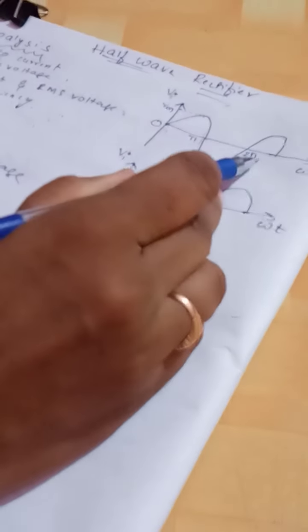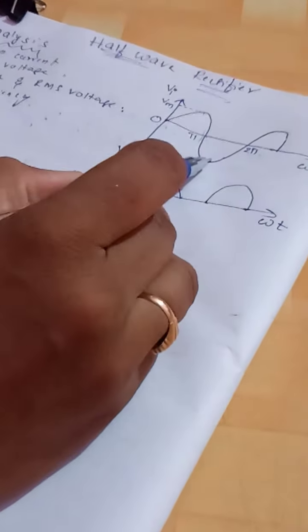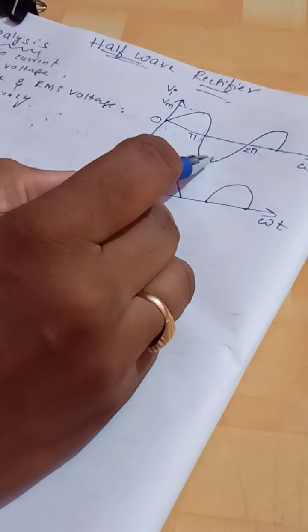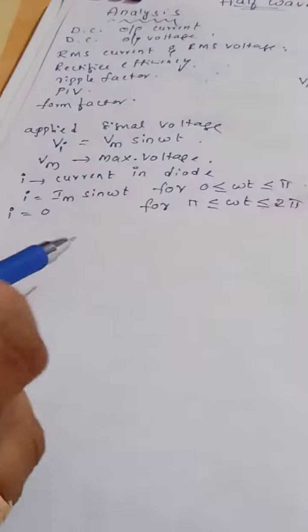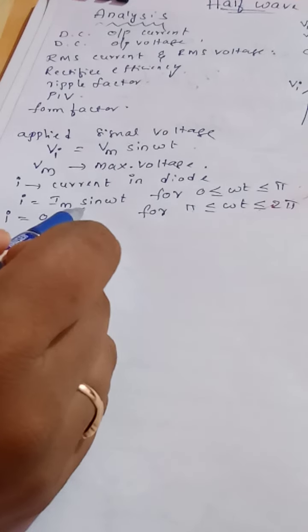Now see the graph. From pi to 2 pi we are getting the negative cycle. In the negative half cycle, the diode is becoming reverse biased and we are not finding any current. So I wrote the current as 0 between the limits pi to 2 pi, and we are having the current value as Im sin omega t for the values 0 to pi, right?